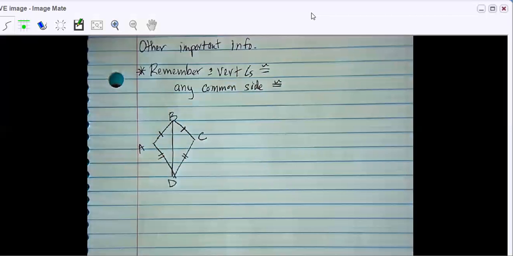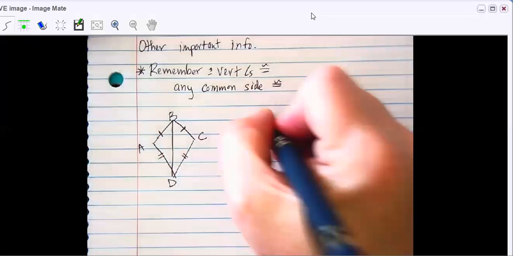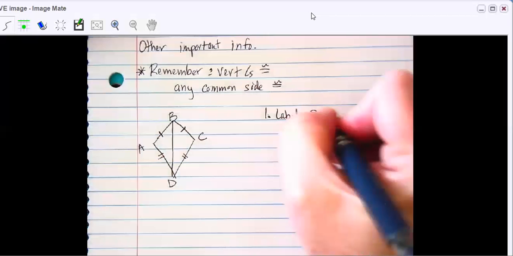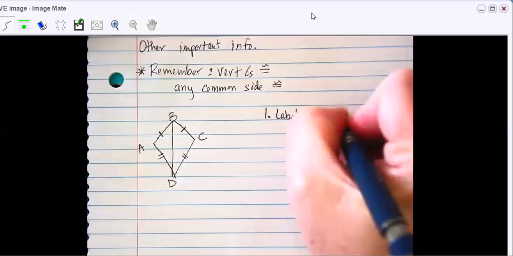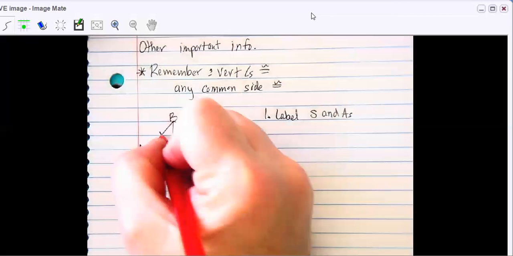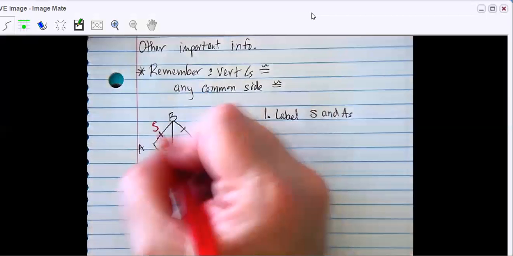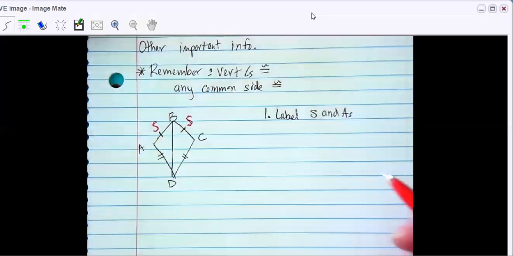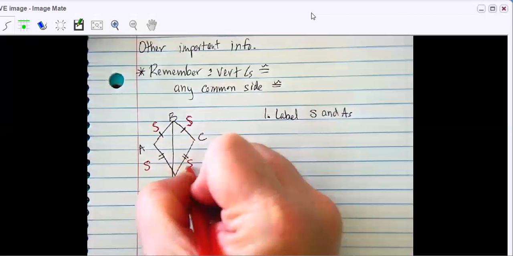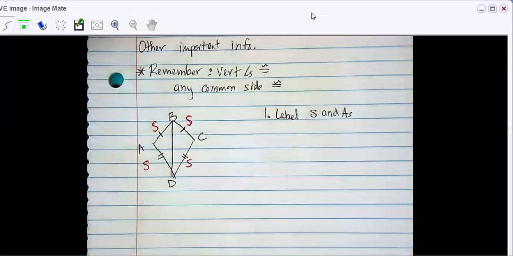Okay, well that's good. And the first thing we need to do is label. So step one, this is what I would usually do, label my S's and my A's. So right now, the way it looks, this is a side. So I've got the side of this triangle is congruent to the side of that triangle. So we call that a pair. The side of this triangle is congruent to this side of that triangle. That's another congruent pair. But I only have 2 pieces of information and I need at least 3.